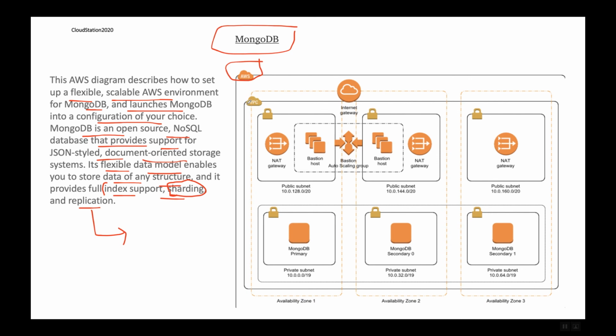So how you create your AWS account: you sign up for AWS, you have your VPC created, then you create availability zone 1, then availability zone 2, and availability zone 3. You have your NAT gateway and the bastion host on the CIDR 128.0.20. You also have an auto scaling group. You have a bastion host and a NAT gateway, and it's a public subnet 144.0.22. Then you have a MongoDB primary, which is on a private subnet, not accessible from the outside. And then you have another instance, secondary 0 on 032, and you have a secondary 1 on 064.